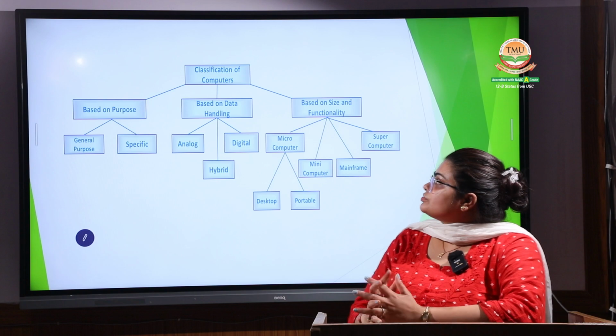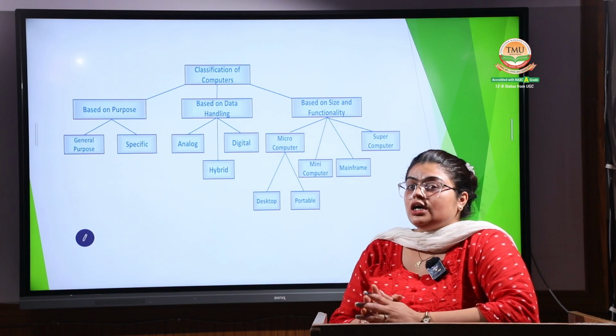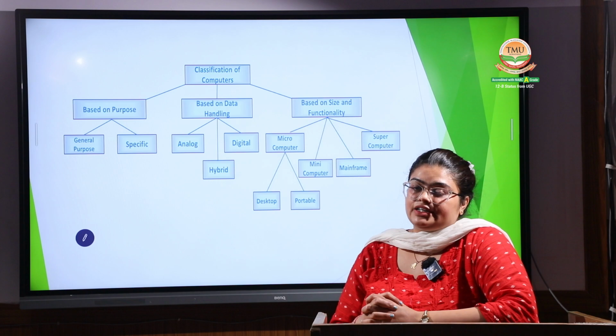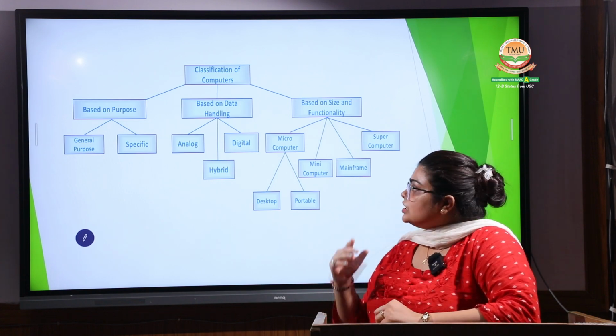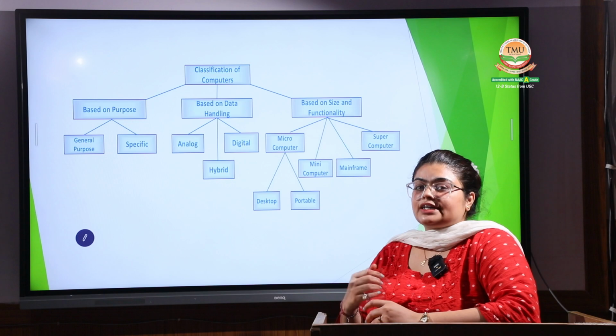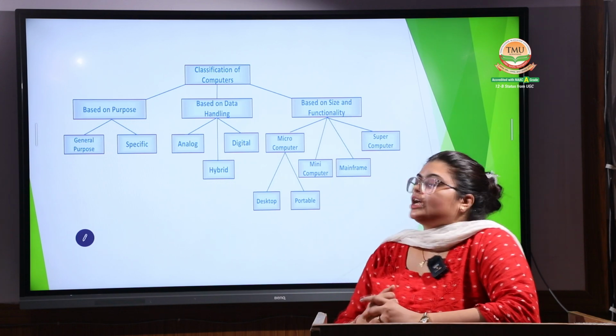But according to another classification, the computers are divided on 3 types of bases. We categorize the computers on the basis of 3 types. First, on the basis of purpose. Second, on the basis of data handling. Third, on the basis of size and functionality.